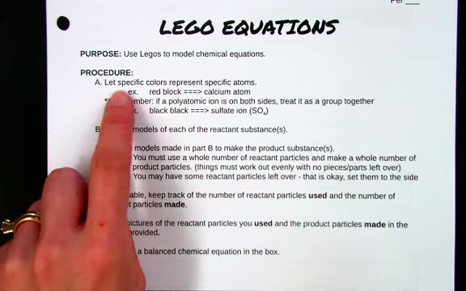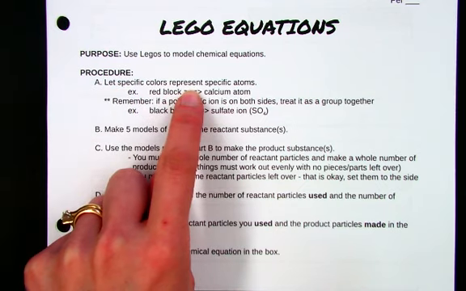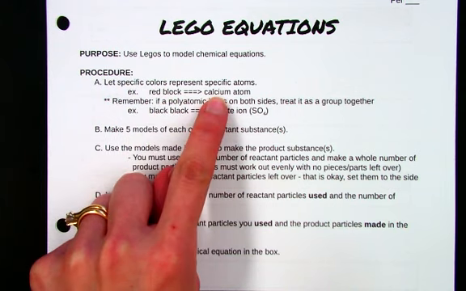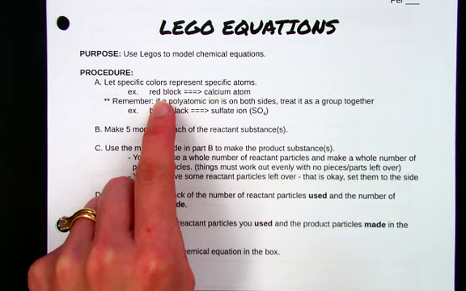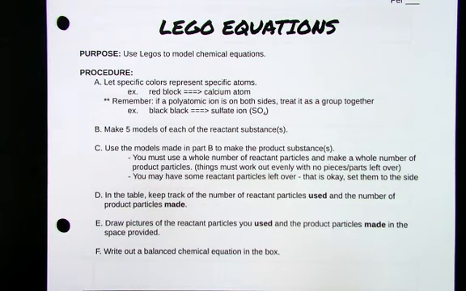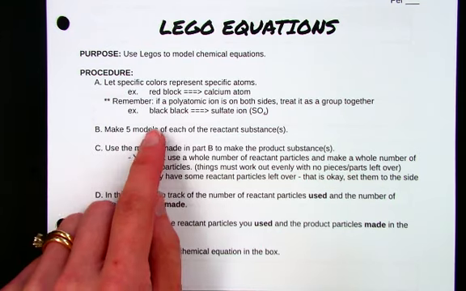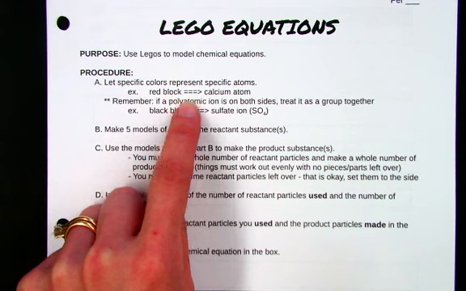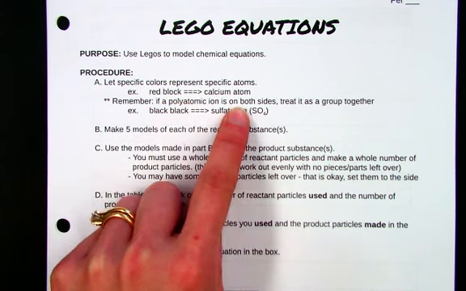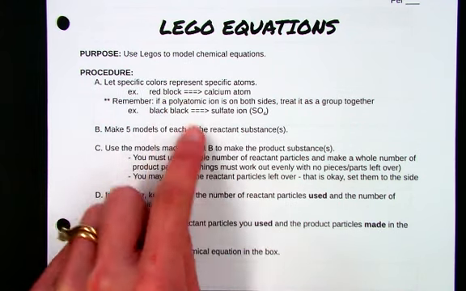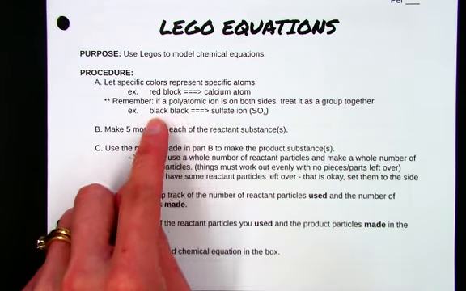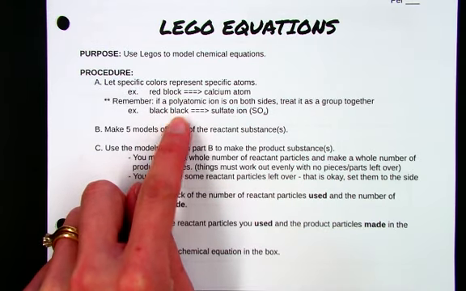Number one, it says let specific colors represent specific atoms. That means if you wanted calcium, you can make it a red block. If you wanted calcium to be a black block, you get to decide which atom is which color. Then, just a little note, it says remember, if a polyatomic ion is on both sides, you can group it together. So, for example, if you see the sulfate ion on both sides, it can just be a black block.